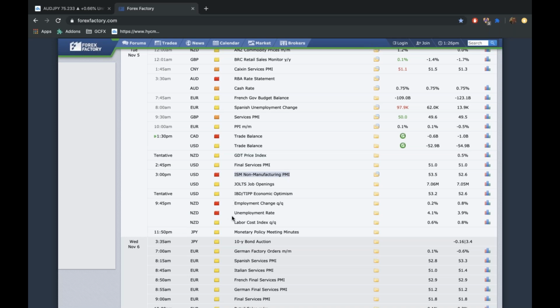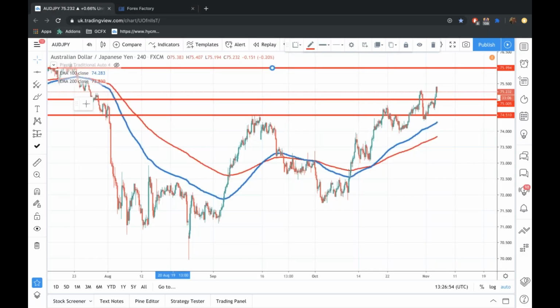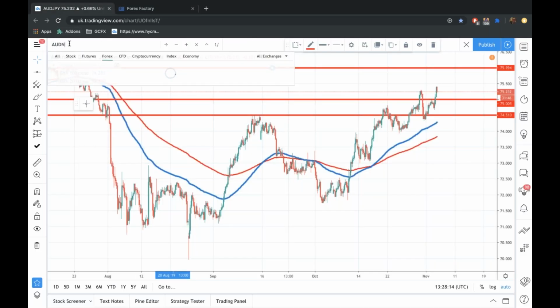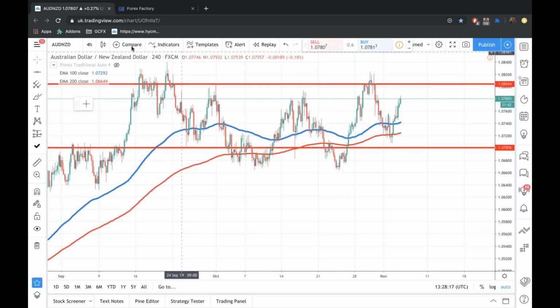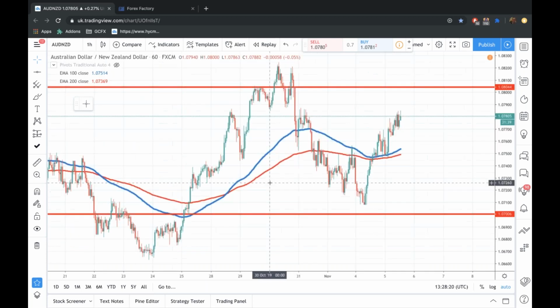And then we've got the employment data out for New Zealand. That's going to be a key data point, really important for New Zealand. So I would expect a potential fresh sentiment shift out of this data. So if you get a miss, particularly if you get a strong miss, one currency pair I'll be looking at, if you get a miss there, I will be looking at the Australian dollar, New Zealand dollar pair here, right?